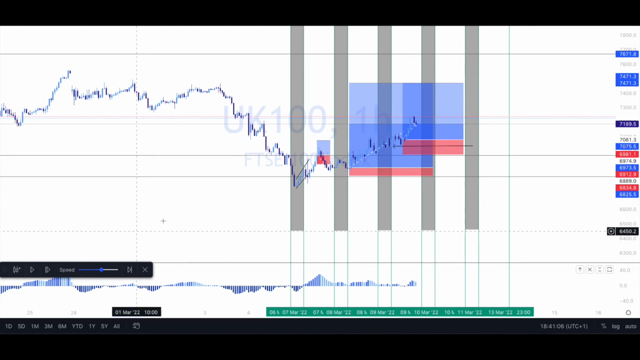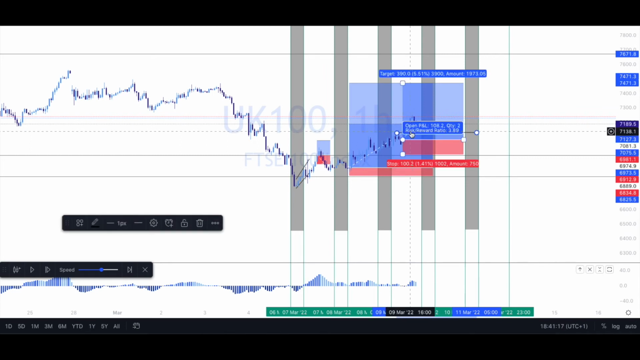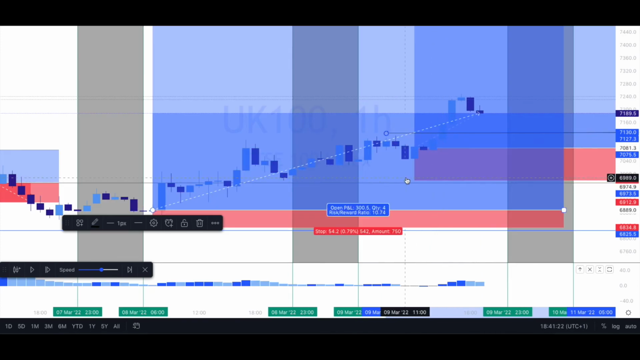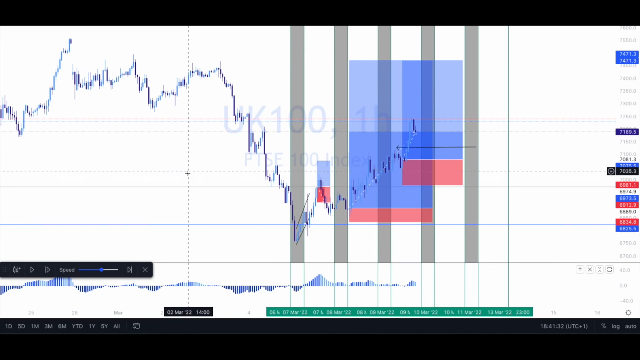Okay, so at this zone right now, I'm going to move my trailing stop from where it is down here to under this candle over here, right? So just under this one. Let me zoom back out. So now we're in profit in both trades as it stands, right? And we're gonna let it run. So let's see what it does.